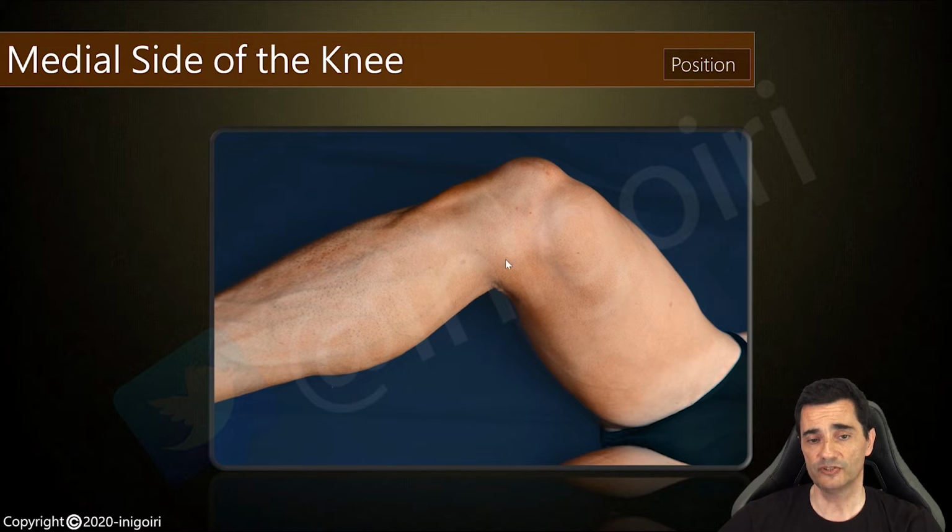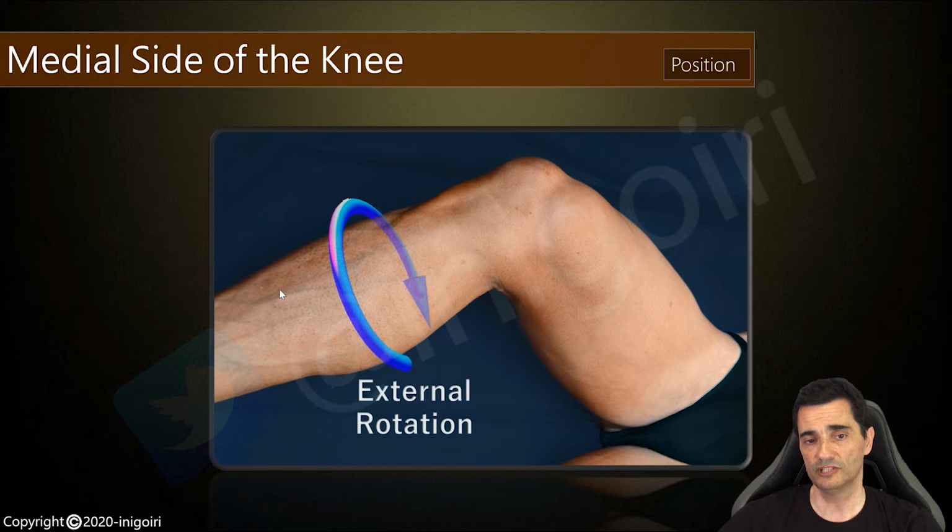I usually ask the patient to externally rotate the tibia and the hip. In this position we will have a good access to the medial side of the knee, and I also tend to place a pillow below the knee to make the patient more comfortable.